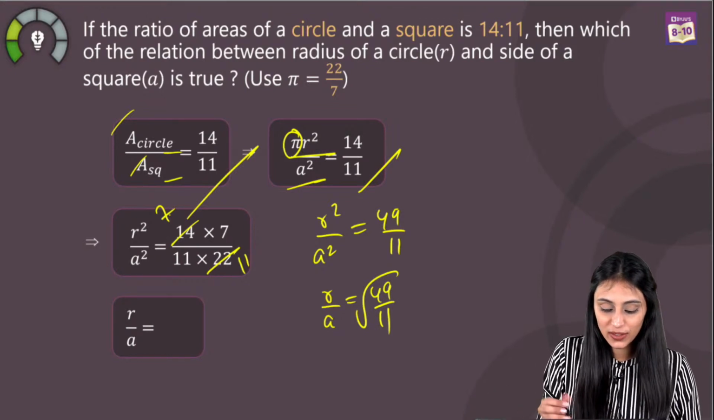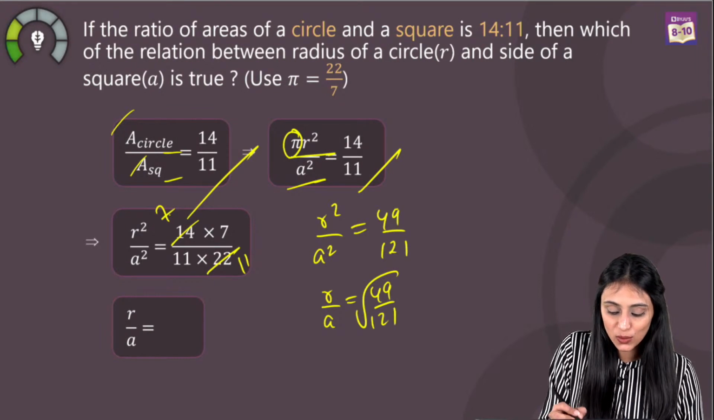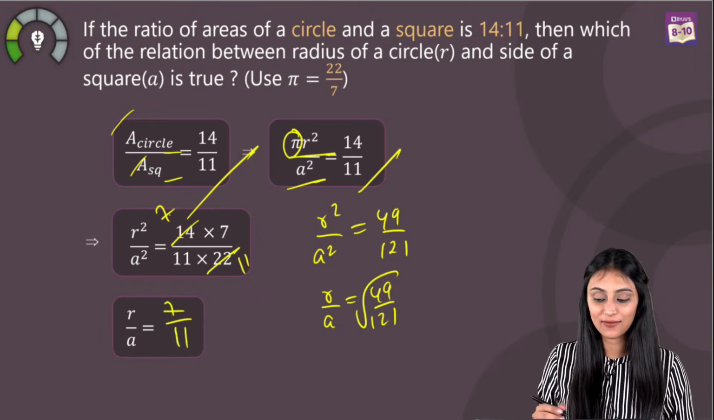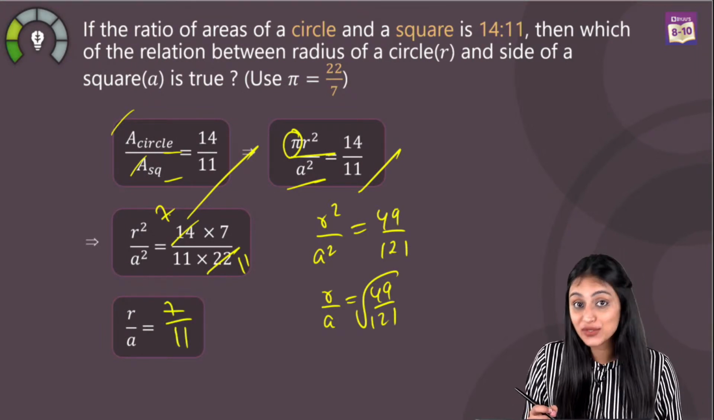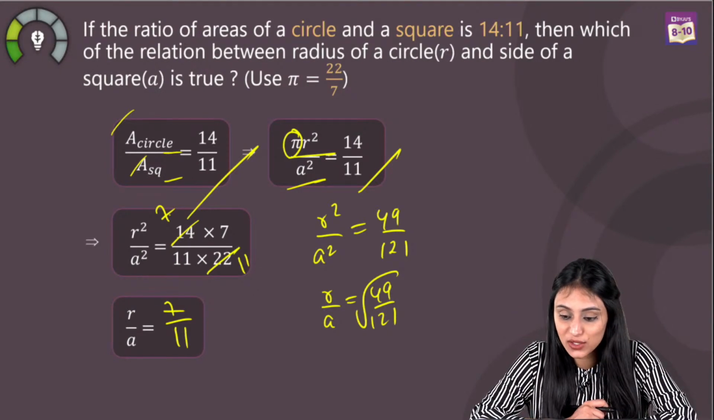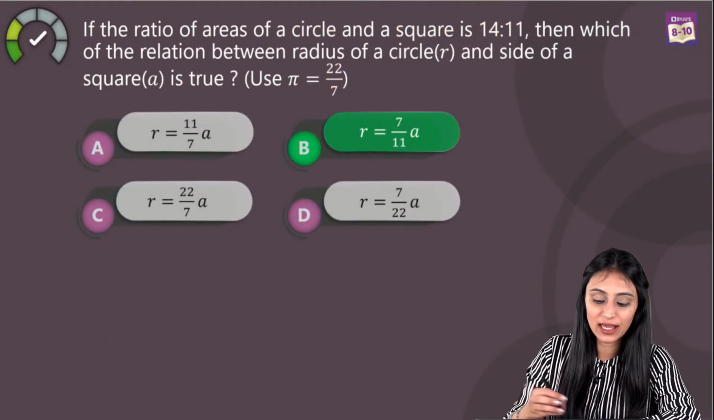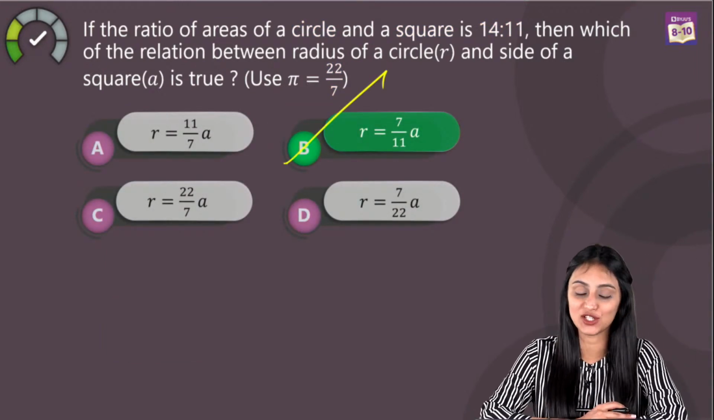Right? So here, I'm sorry, it's 121. 11 times 11 is 121. That's going to be 7/11 in this case. That's the ratio of the radius of the circle to the side of the square. Yes, that means option B, 7/11, is the right answer for this question.